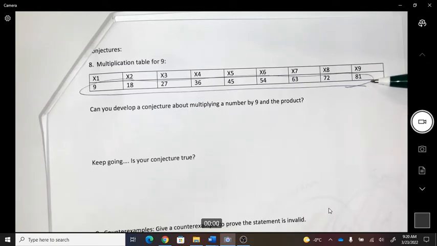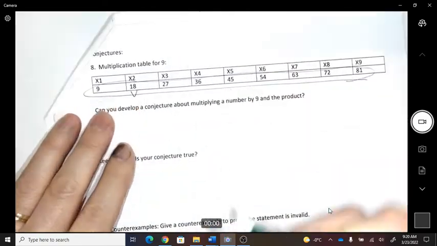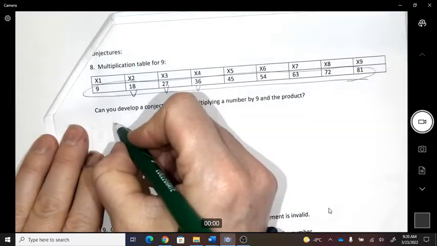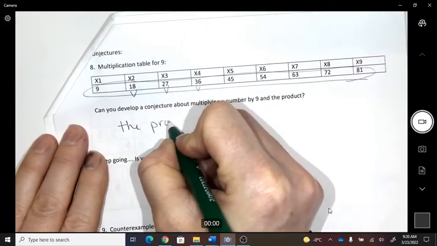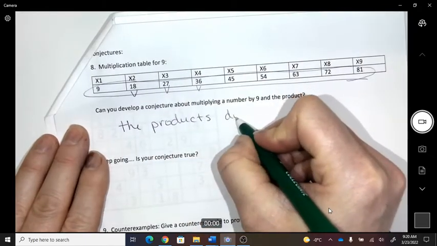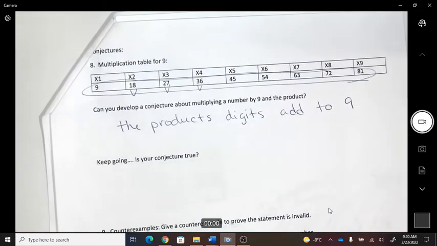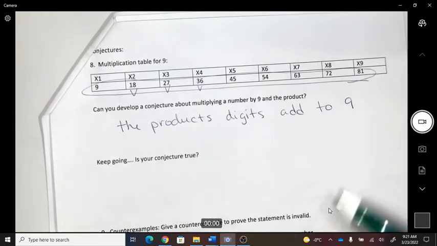Add? That they add to 9, yeah. So like 1 plus 8 would make 9, 2 plus 7 is 9, right? So we could say the product's digits add to 9. So when you have a number times 9, the product, the digits of it add to 9. If we keep going, is our conjecture true?